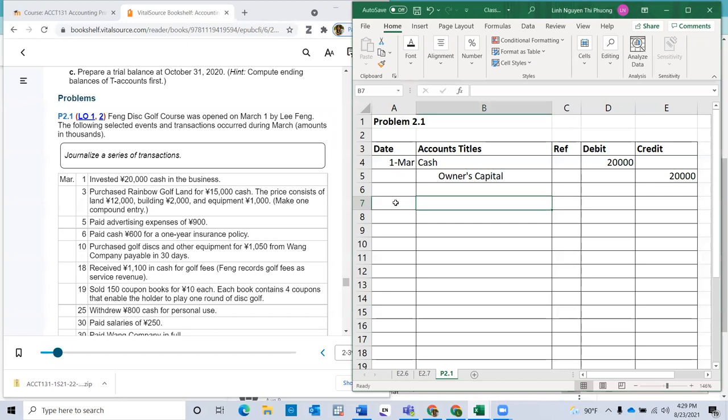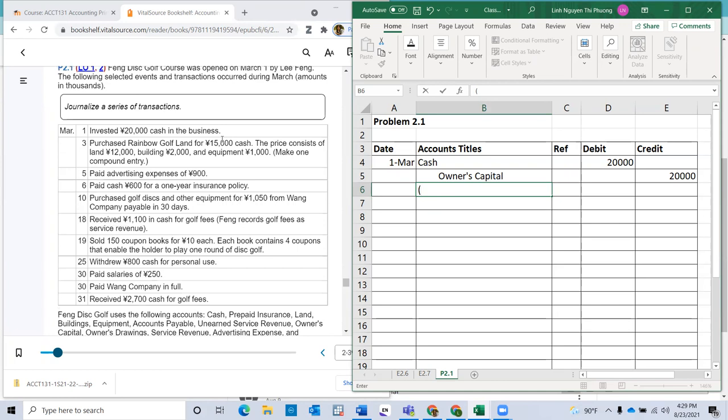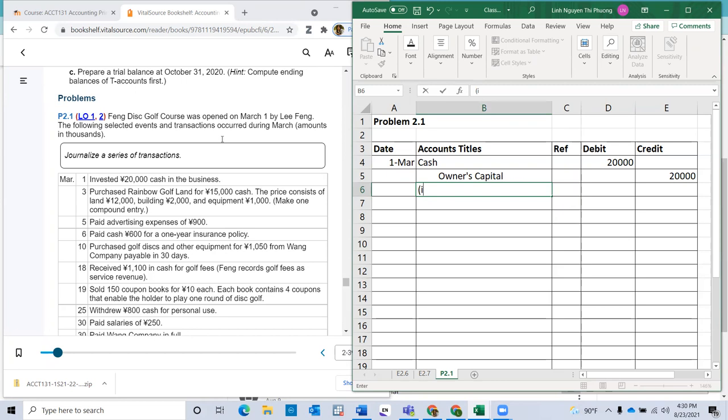So let's do this one. Oh, don't forget to write down the explanation, okay? Because the question didn't tell you to omit the explanation. So I can write there, invest 20,000 cash in business.